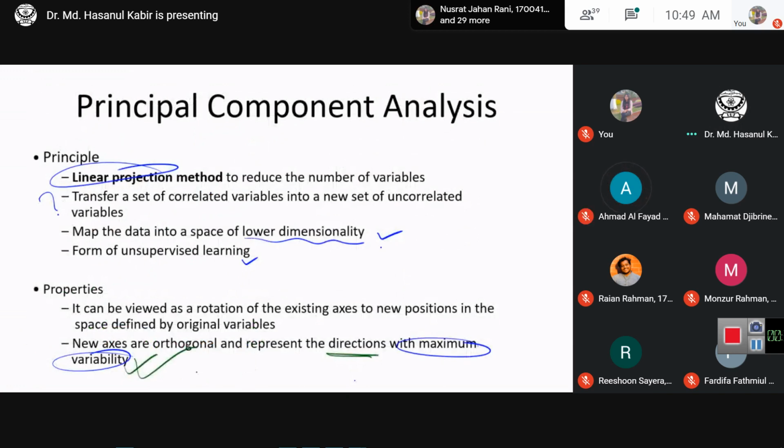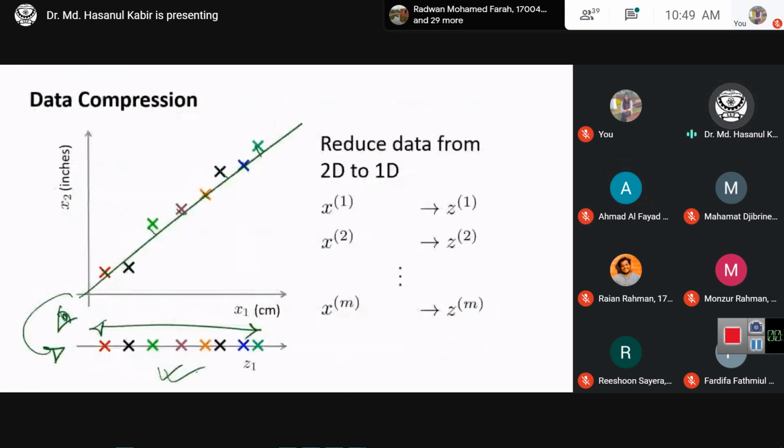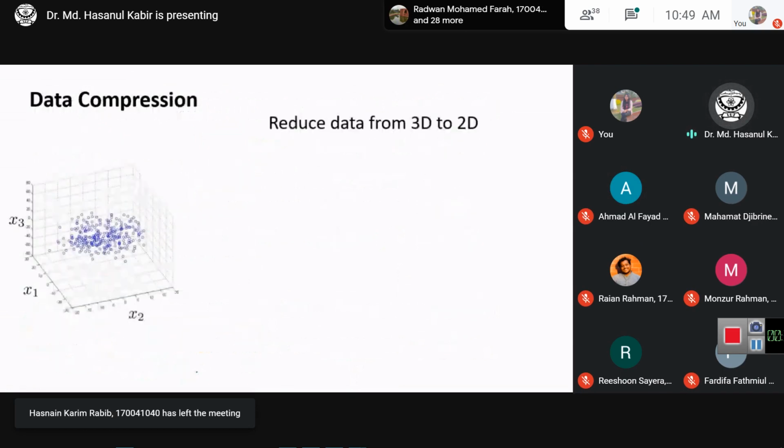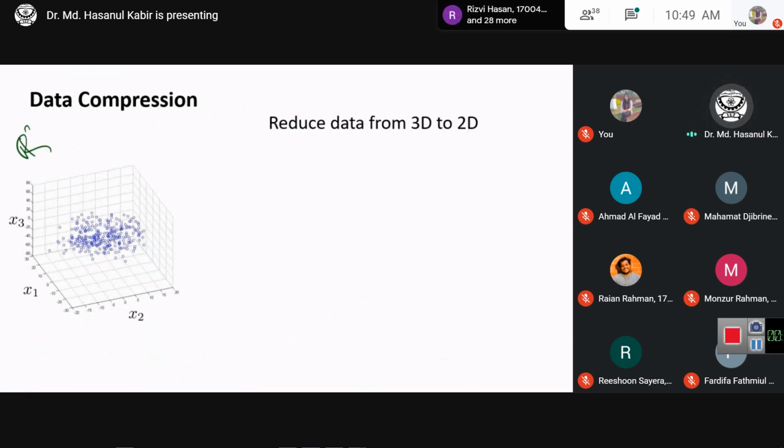Yes, sir. So let's move on, okay? We'll see about data uncorrelation later. Okay, let's move on. So what would you think will happen if you do this principal component analysis in this 3D space? So the space is 3D, that's for sure. So what do you have to do? You have to find a space.